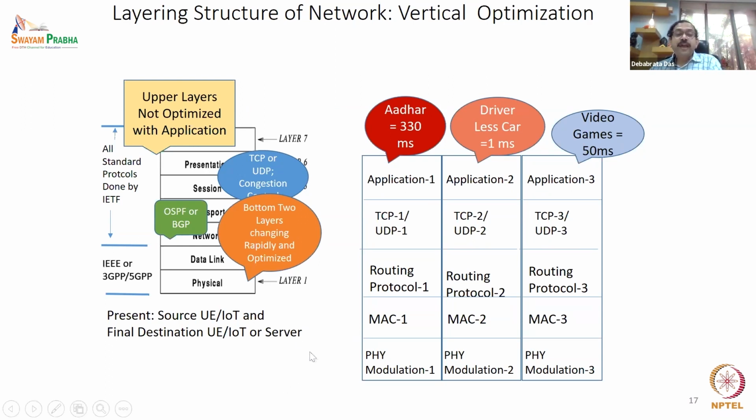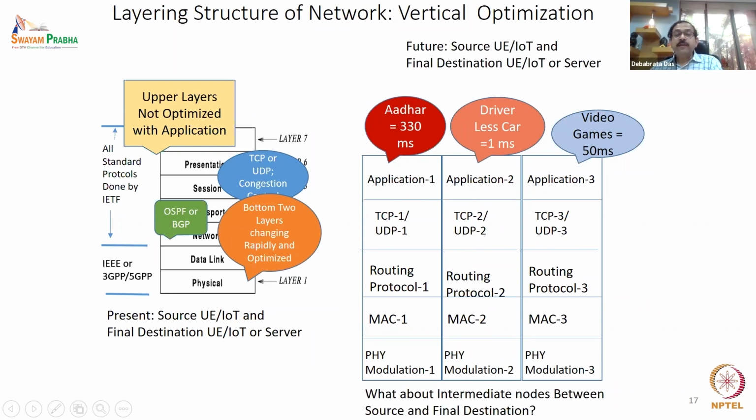Any questions you have? Let me go a little bit deeper. So now, what about the intermediate nodes between the source and final destination? All the intermediate nodes like routers, switches. This is the source. All the 5 layers are in the source, or 7 layers in the source. Why did I show 5 layers?